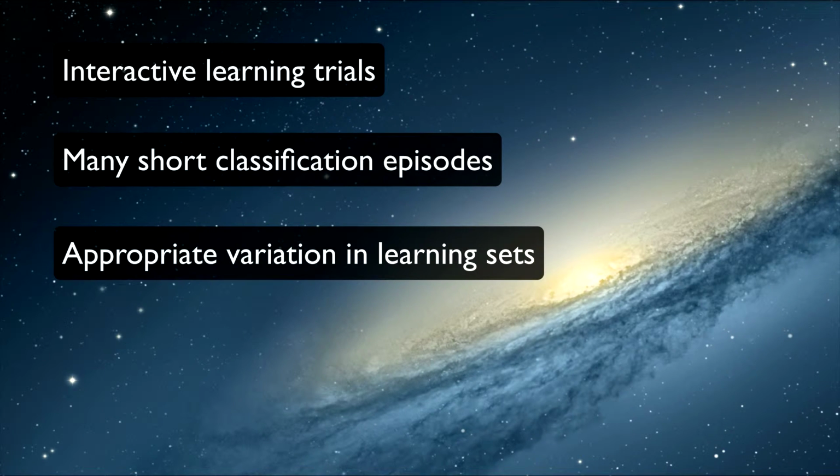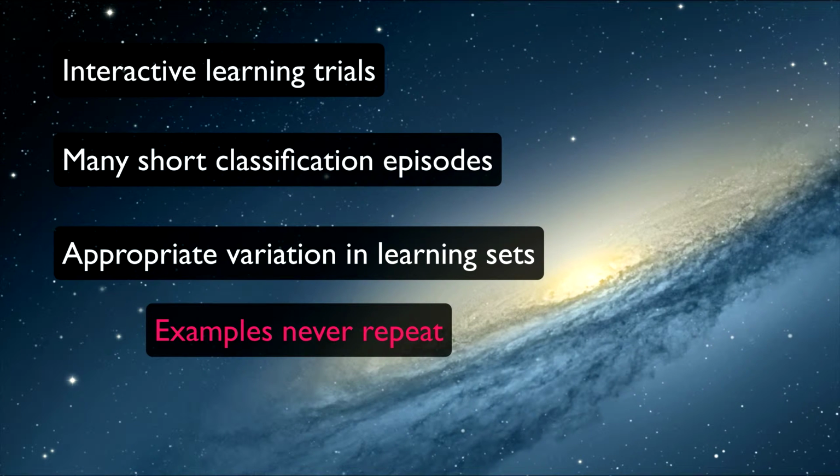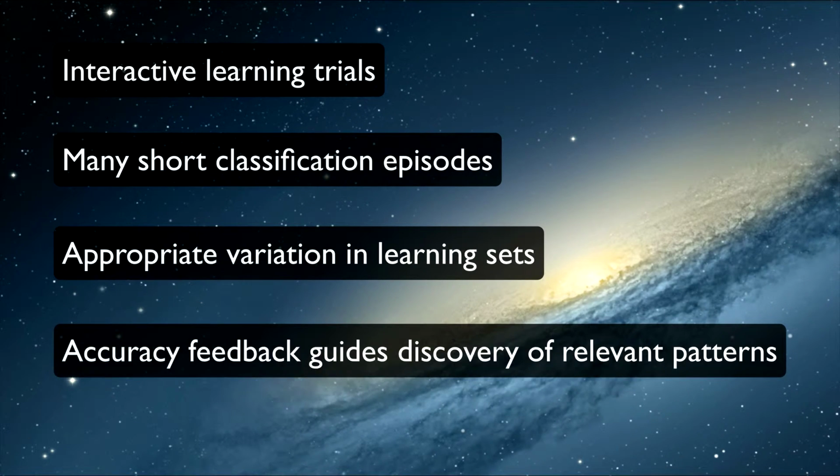Exposure to appropriate examples is manipulated so that students see invariant common features across varying instances. Ideally, examples never repeat. Rather, closely related examples alternate to encourage students to see abstract structure. Accuracy feedback ensures students are discovering relevant perceptual patterns.